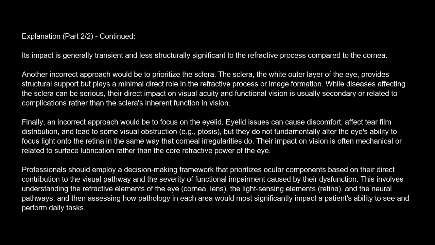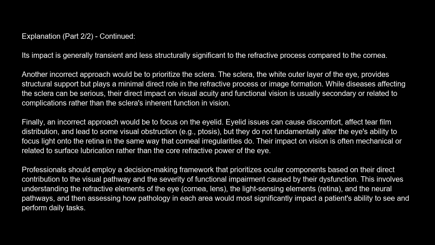Another incorrect approach would be to prioritize the sclera. The sclera, the white outer layer of the eye, provides structural support but plays a minimal direct role in the refractive process or image formation. While diseases affecting the sclera can be serious, their direct impact on visual acuity and functional vision is usually secondary or related to complications rather than the sclera's inherent function in vision.